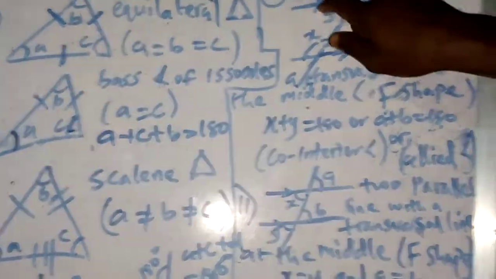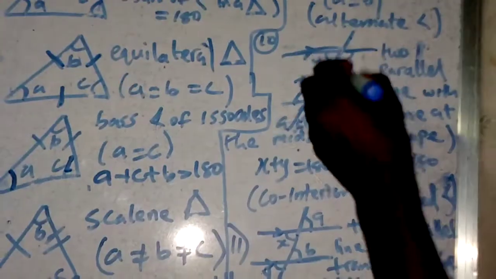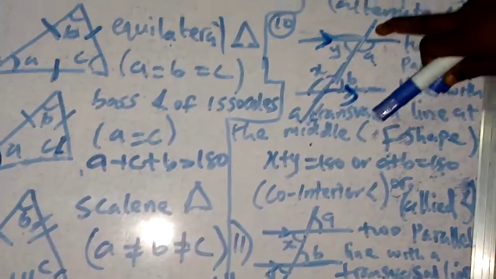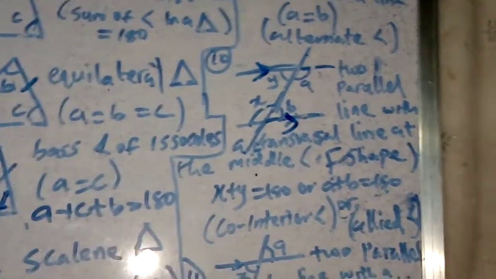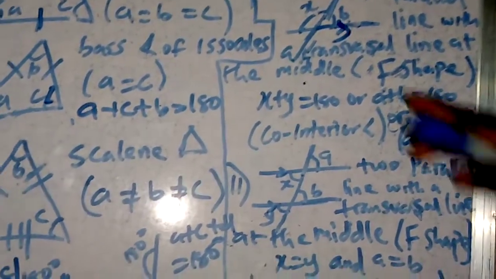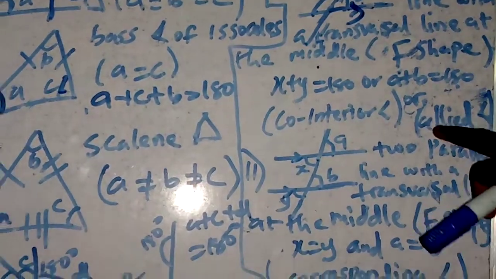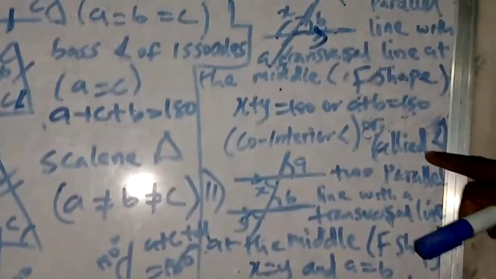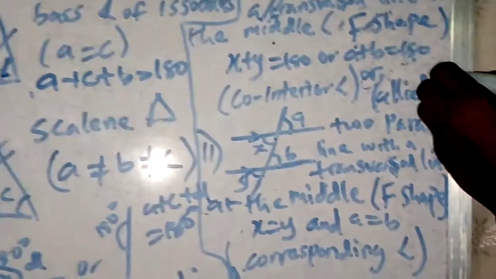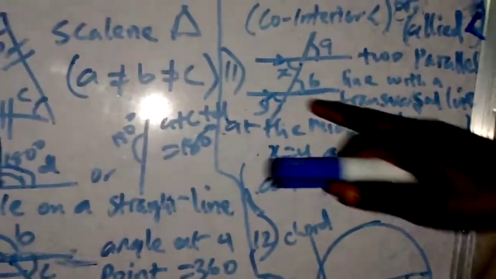When you see a question with two parallel lines, this sign indicates they are parallel, and this transversal line in the middle, it equals 180. The reason is co-interior angle, or you call it allied angle. This sign means angle, as I said, allied angle. So let's go to reason 7.